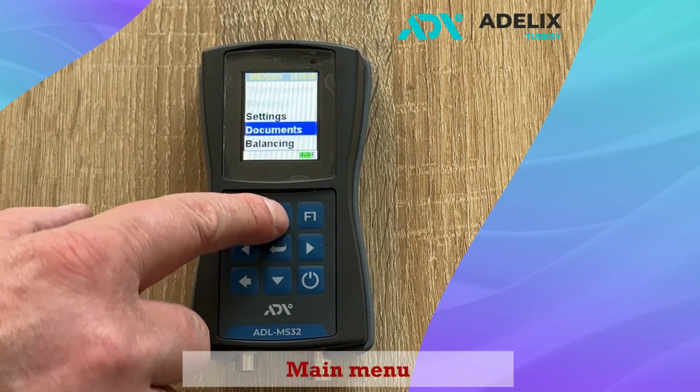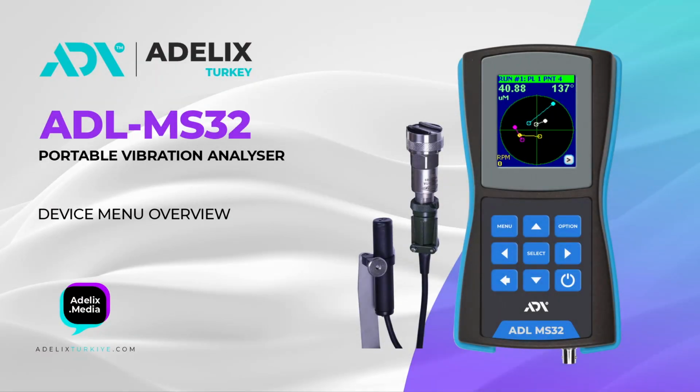The ADL-MS32 device is a reliable assistant for vibration monitoring measurement and equipment balancing. Thank you for your attention.